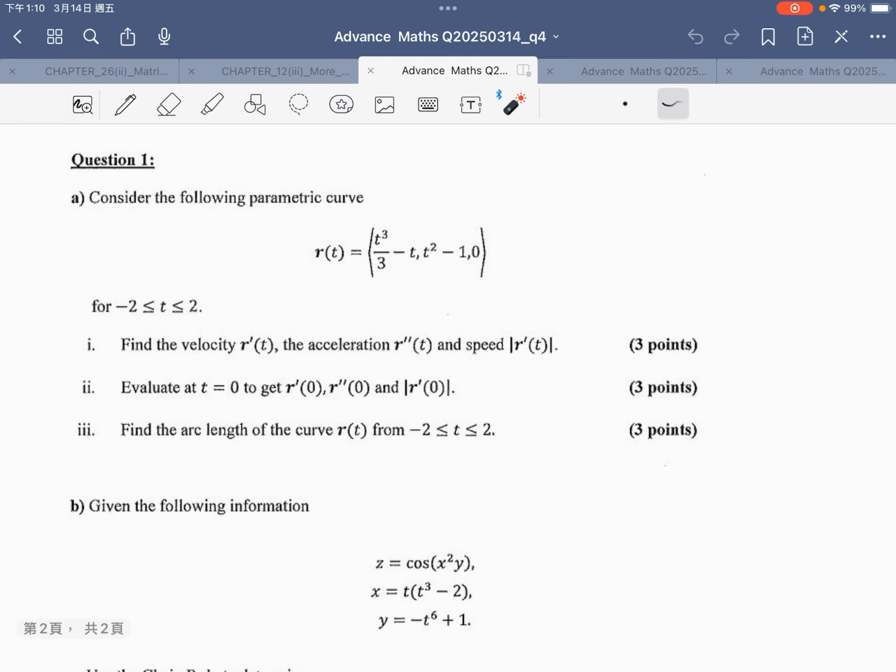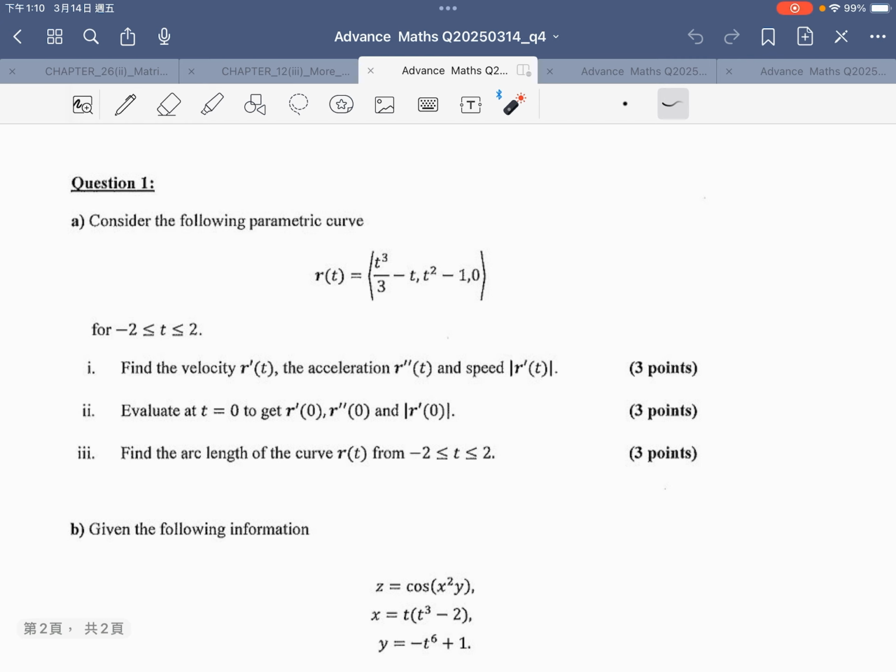This question is an exam question, a midterm exam question. I can't be sure whether it's a midterm or final exam, but anyway, it is a question from CUHK, on the topic of multivariable calculus: how to calculate the gradient and the arc length of a curve. Let's look at this question.